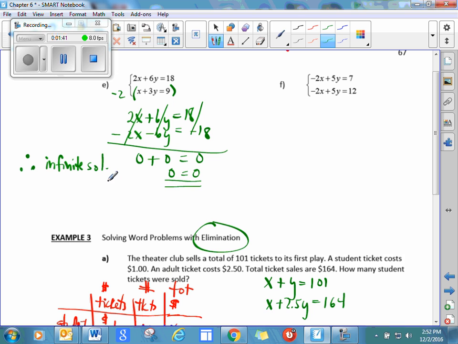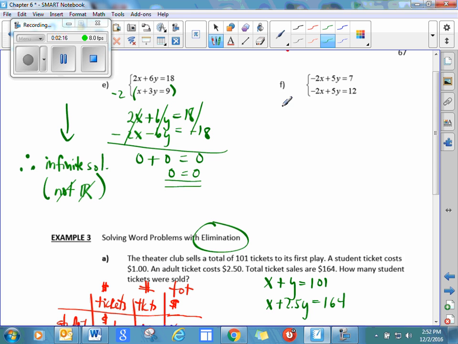Remember, it's not all real numbers because it's only ordered pairs, x's and y's, that will make this true. But there's an infinite amount of them. So you don't say all real numbers. You say infinite solutions. So there are lots and lots of XY pairs that when you plug into both of these equations, it will make a true statement. There's not just one ordered pair that is the solution.